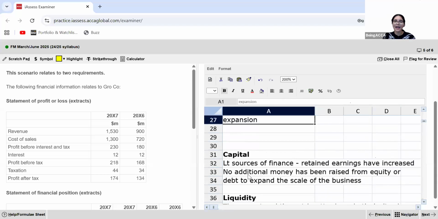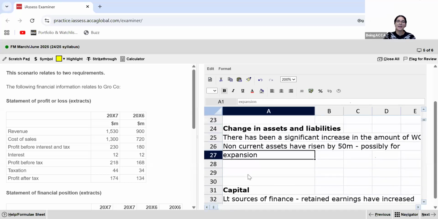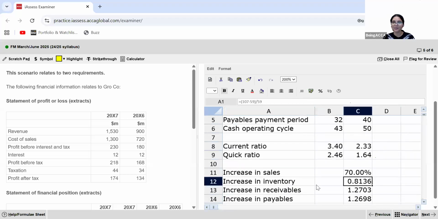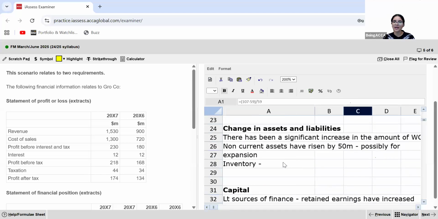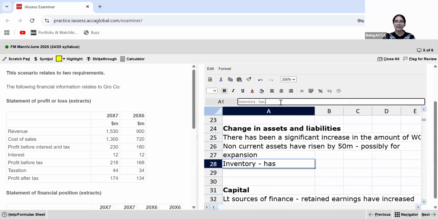Another thing which we can add in the change in assets and liabilities point is our inventory is significantly on the rise. We saw how there's been an increase in inventory by 81%. This is a huge increase. Our inventory has increased by 81%. This is also an indicator of overtrading.